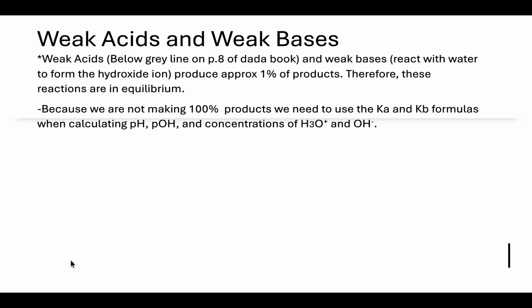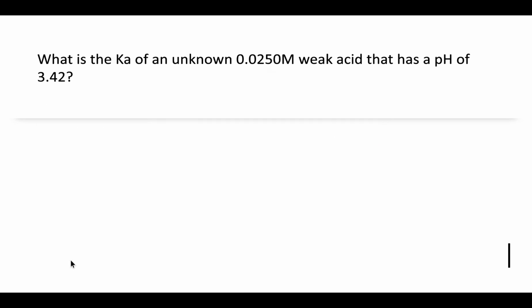Now, if you have a weak acid or a weak base, they react with water and produce hardly any product, less than 1% usually. These products can then come together and produce reactants, so they are in equilibrium. Because they are in equilibrium, we can't just use the previous formulas. We're going to have to use some new formulas, the Ka and Kb formulas, to solve. Once we find what we need, we can solve for pH, pOH, and the concentrations of hydronium and hydroxide.